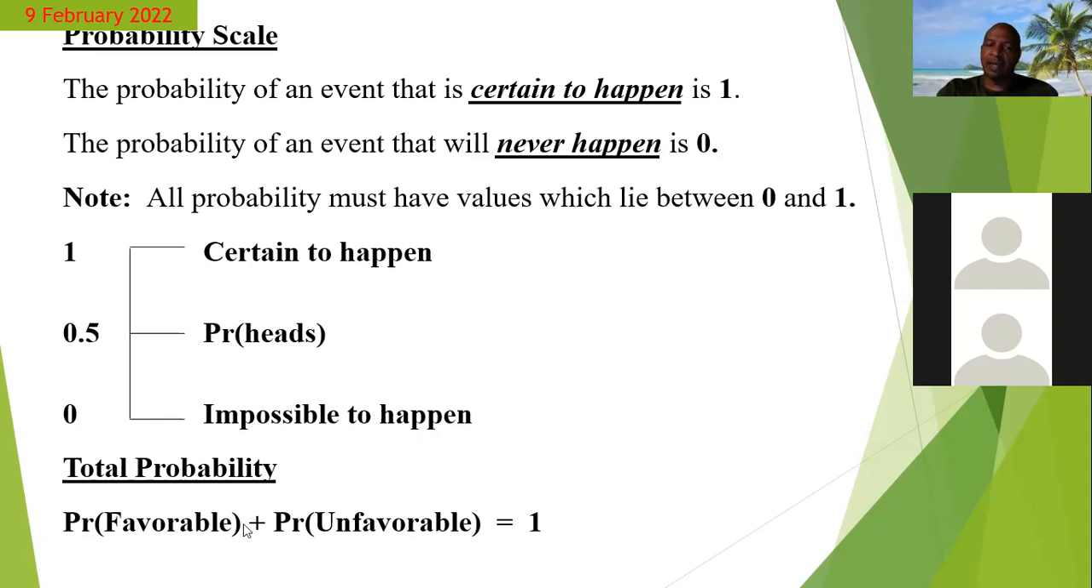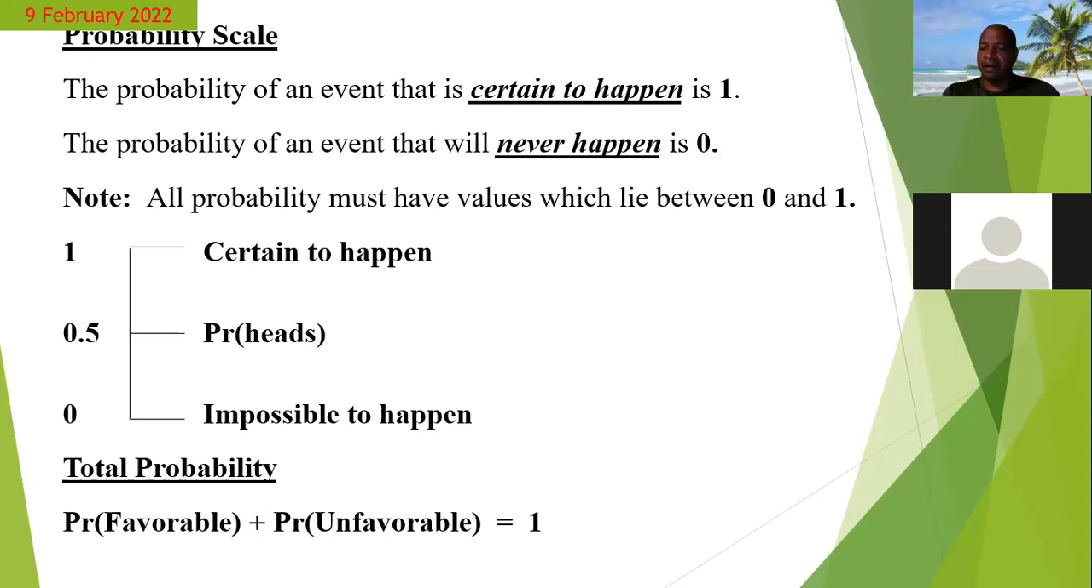When we are looking at what we are in favor of and what we are not in favor of, you should always remember that if you add the 2 probabilities, you're going to get 1. Now, how can this help us? It means that if we know the probability of what we are in favor of, we can calculate the probability of what we are not in favor of by doing what? Subtracting.